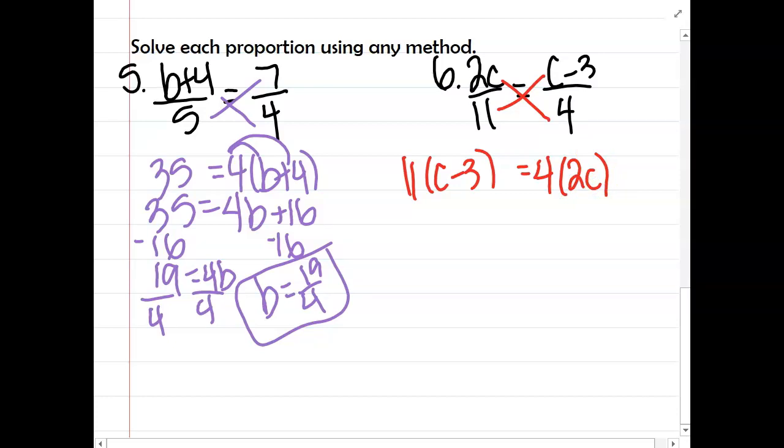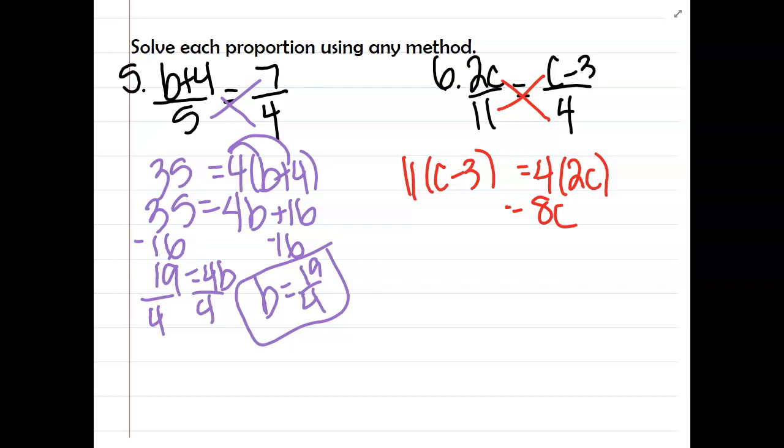Now, the difference is on these two sides. On the left side, I need to distribute the 11. On the right side, I'm not distributing the 4. How do I know I'm not really distributing the 4 to the 2 and the c? What's different between the left side and the right side? That's exactly right. The 2 and the c are connected. It's 2 times c. You don't do the distributive property when it's multiplication. This is just 4 times 2c. 8. That's all that is.